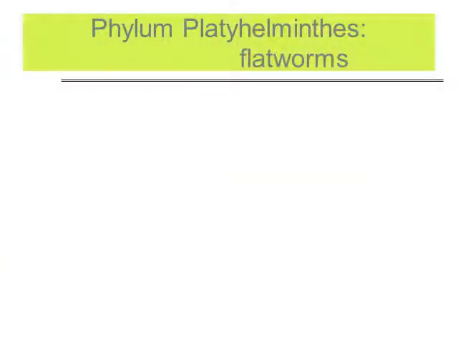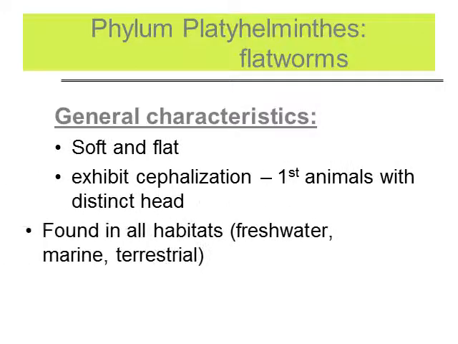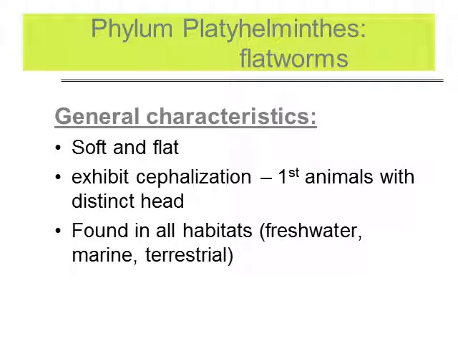Alright, so the phylum name for flatworms is Platyhelminthes. Platy means flat and helminth means worm in Greek. The way I remember it is platy sounds like plate, and plates are flat. So Platyhelminthes, the flatworms. As far as some of the general characteristics, they are soft-bodied.